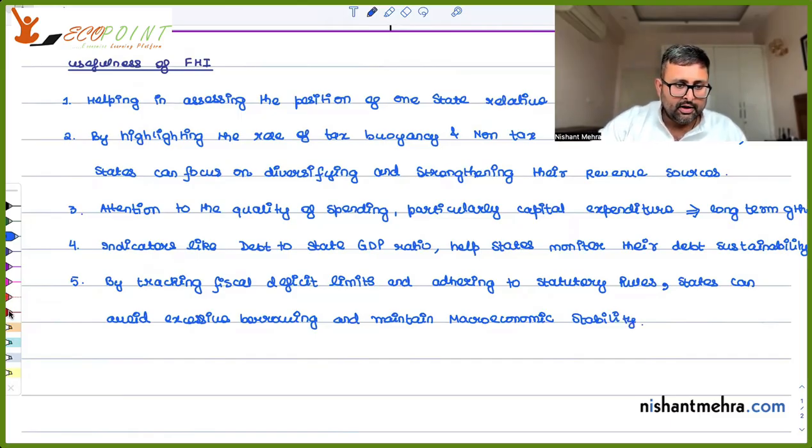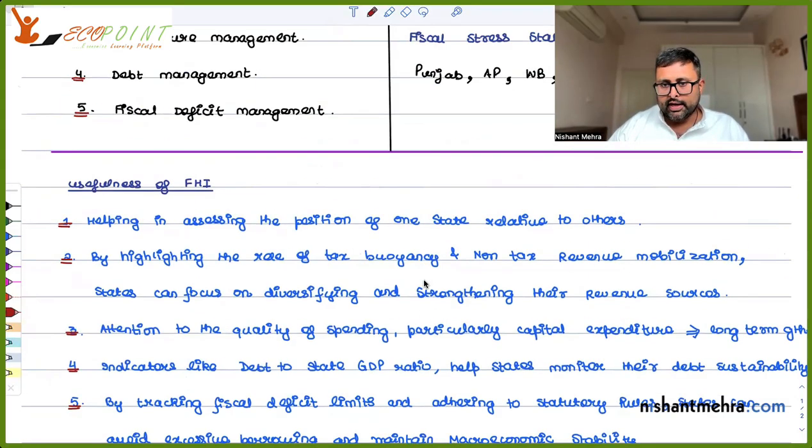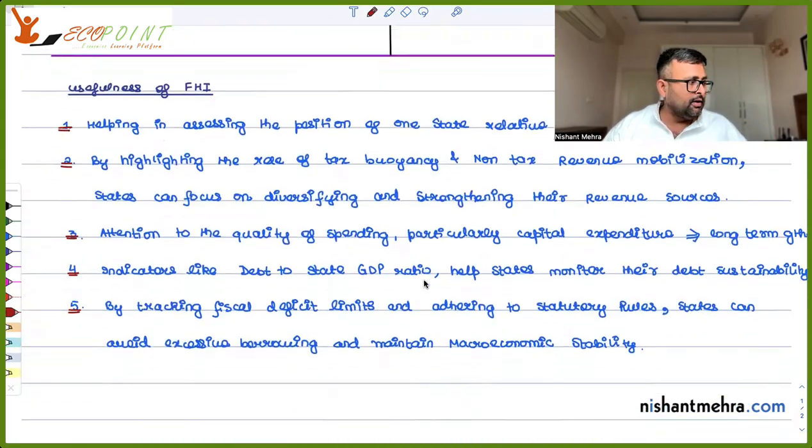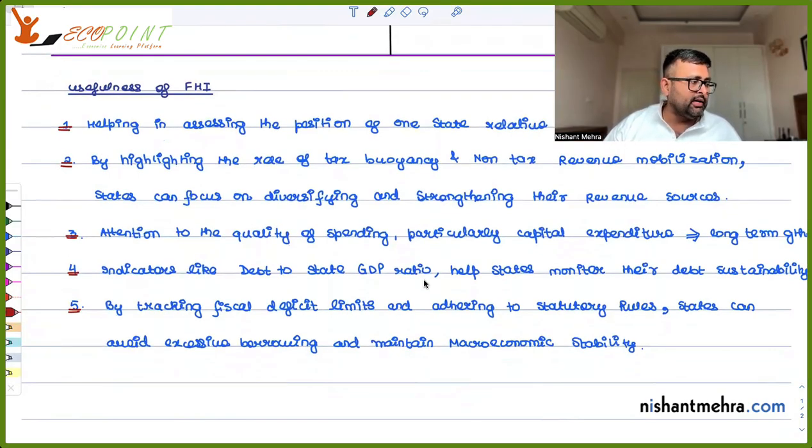And maintain macroeconomic stability, right? So these are the different usefulness of the fiscal health index that you can write. But there is one small critique of the fiscal health index also, right? So please write one now.